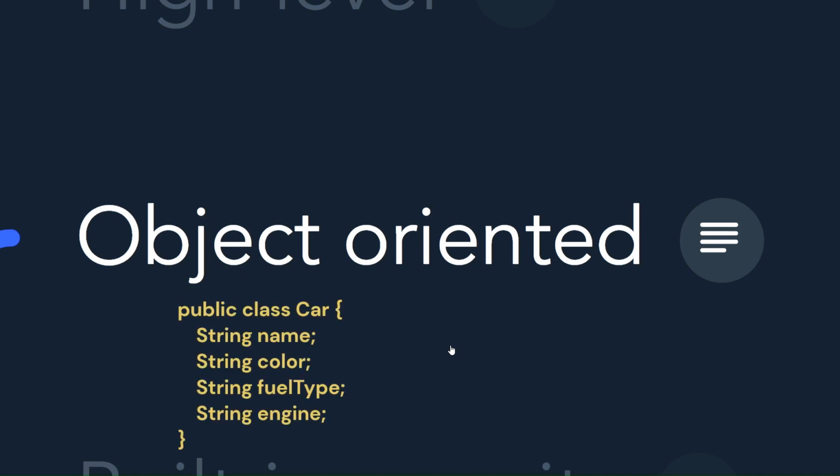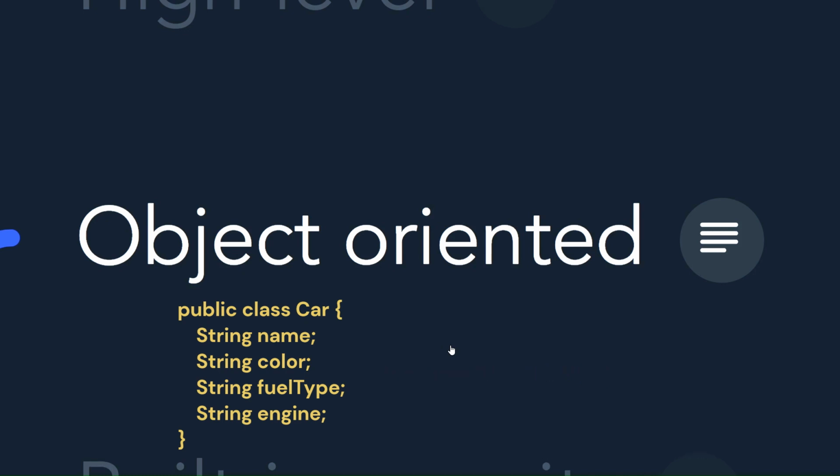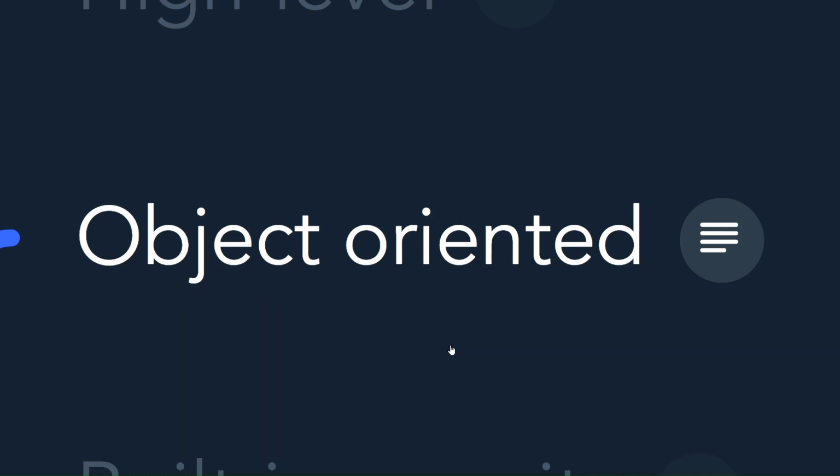A car has different attributes, like what's the color of it, what's the engine, what's the fuel type, whether it's petrol, diesel, or electric. These are all the attributes that are associated with it. So if you want to define a car, you just create an instance of it, set the variables and use it anywhere you like. This is how object-oriented works. We will be learning more of it in the upcoming videos. For now, let's just keep in mind that Java is a high-level, object-oriented programming language. It makes it a powerful and versatile language.